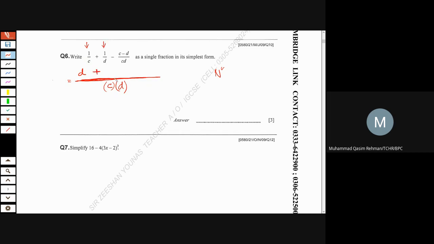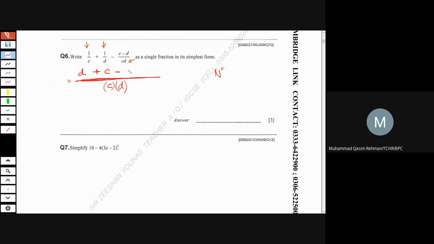Now, what is the answer for this one? C into 1, which is actually C. All right, now I'll put the minus sign here because I have a minus sign over here. All right, now we have CD. What am I left with? Bracket C minus D.